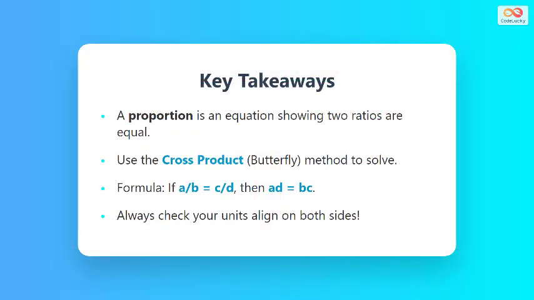To wrap up, remember that a proportion is just an equation of two equal ratios. You can solve them easily using the cross-product method, where A times D equals B times C, and always double-check that your units are aligned correctly.